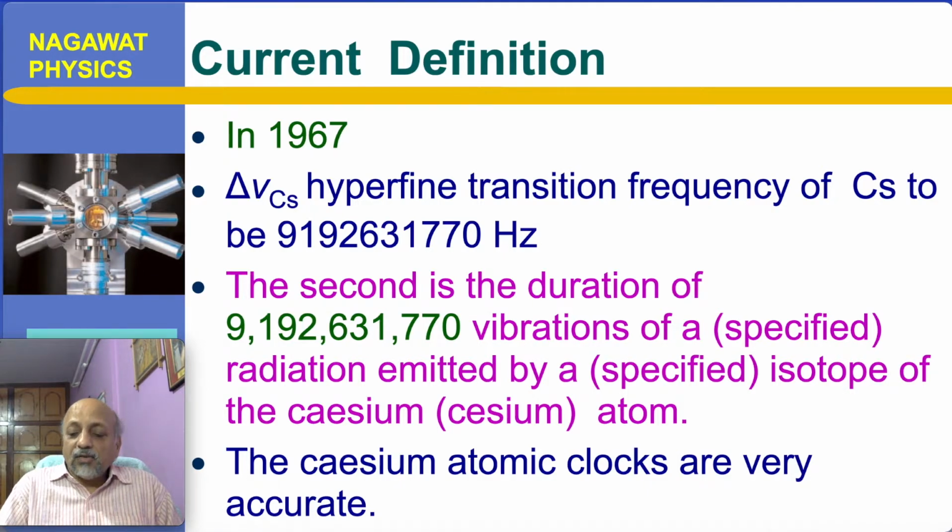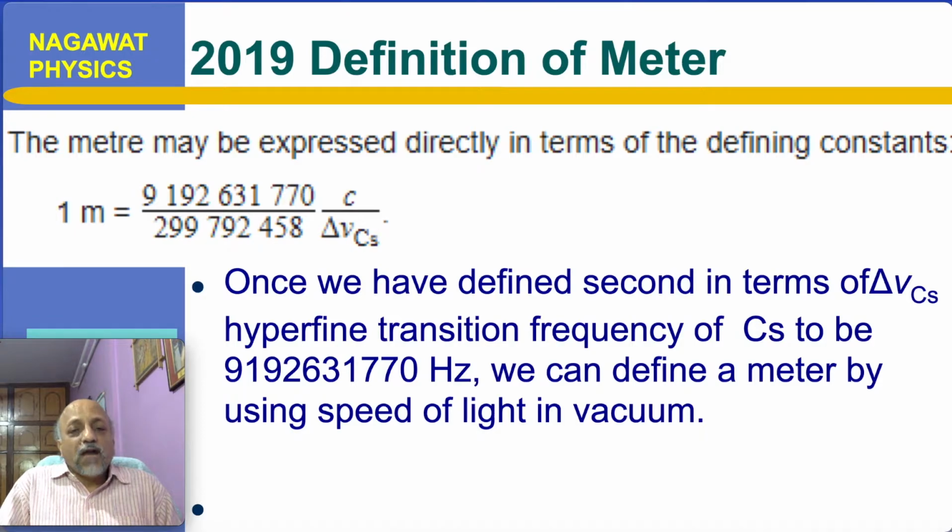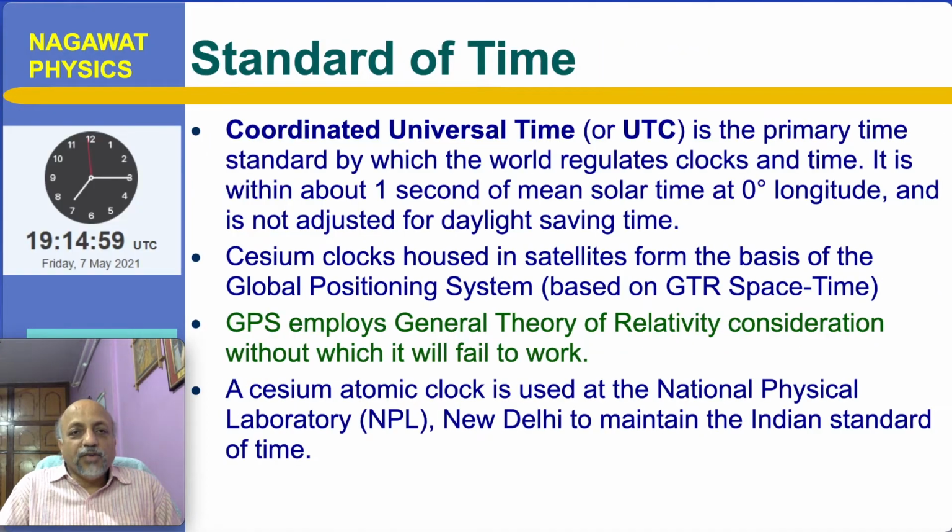These experimental measurements are carried out by using what we call atomic clocks. And now once we have defined the 1 second, as I pointed out in my last lecture, by using the speed of light one can define 1 meter. So in terms of delta nu Cs, the hyperfine transition frequency, and the speed of light, the current definition of the meter is shown in the slide. It is 1 meter equal to 9192631770 divided by 299792458 times c divided by delta nu Cs. So that is the definition of the meter.